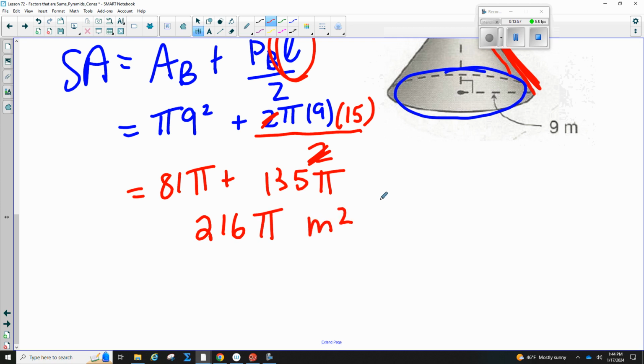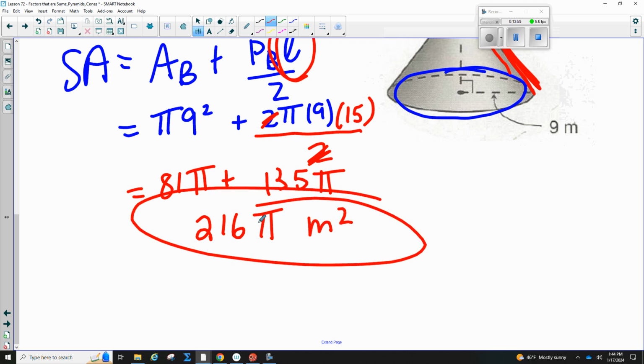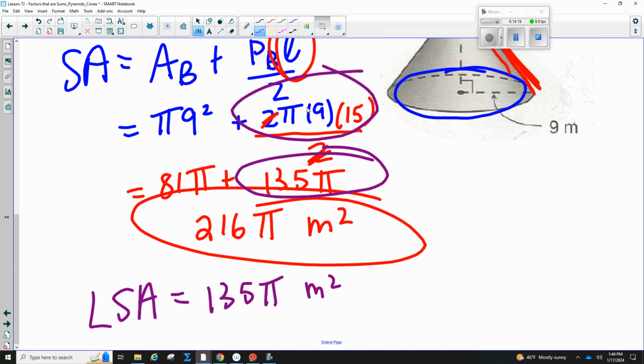And then, yeah, you'll plug it into your calculator. Okay. So you guys, if there was a part B on the problem and it asked for the lateral surface area, could you just tell me the answer right off the bat? What is it? 135 pi meters squared. It's this piece of the formula, okay? So it's the PBL divided by 2. Whoa. All righty. So there's your lateral surface area. All right, you guys, let's try some problemos.